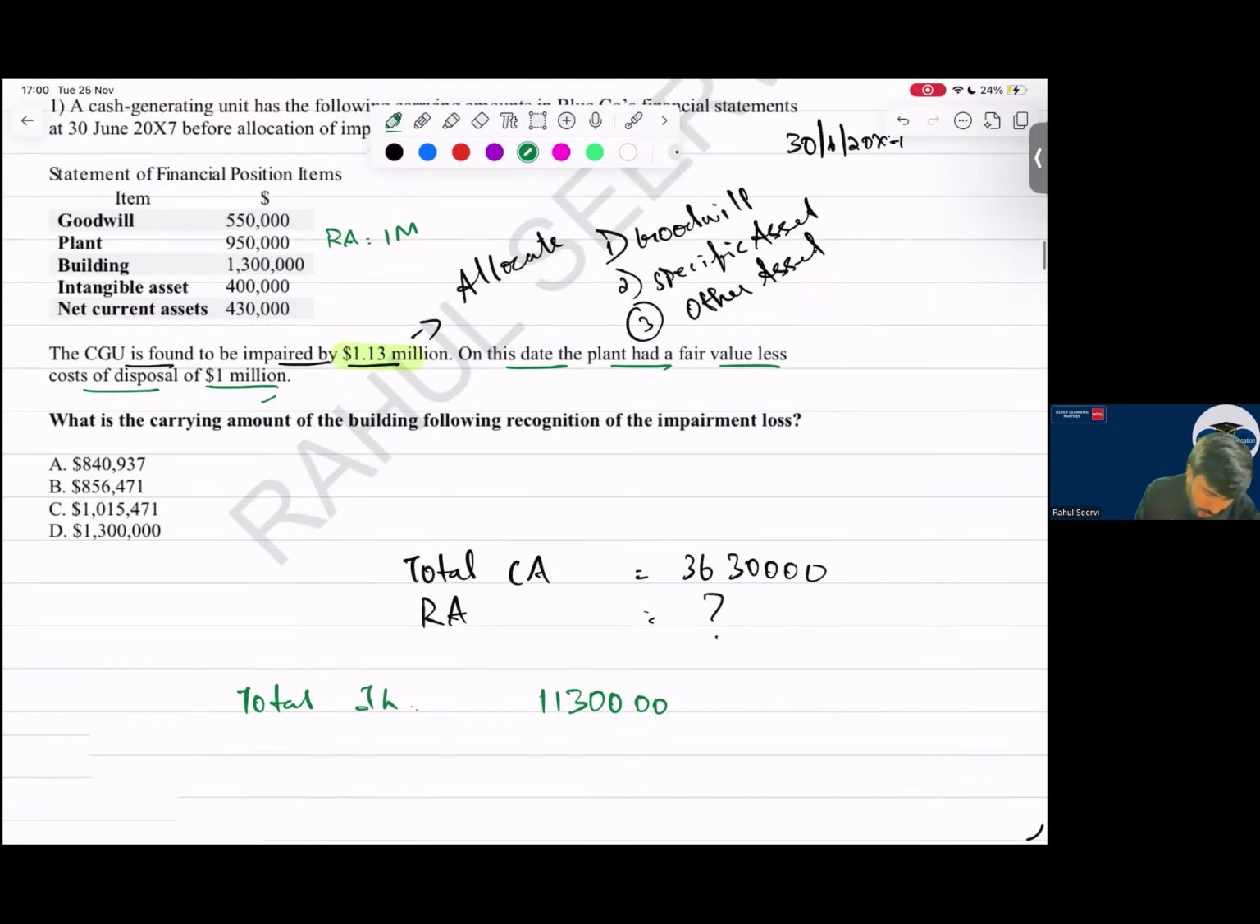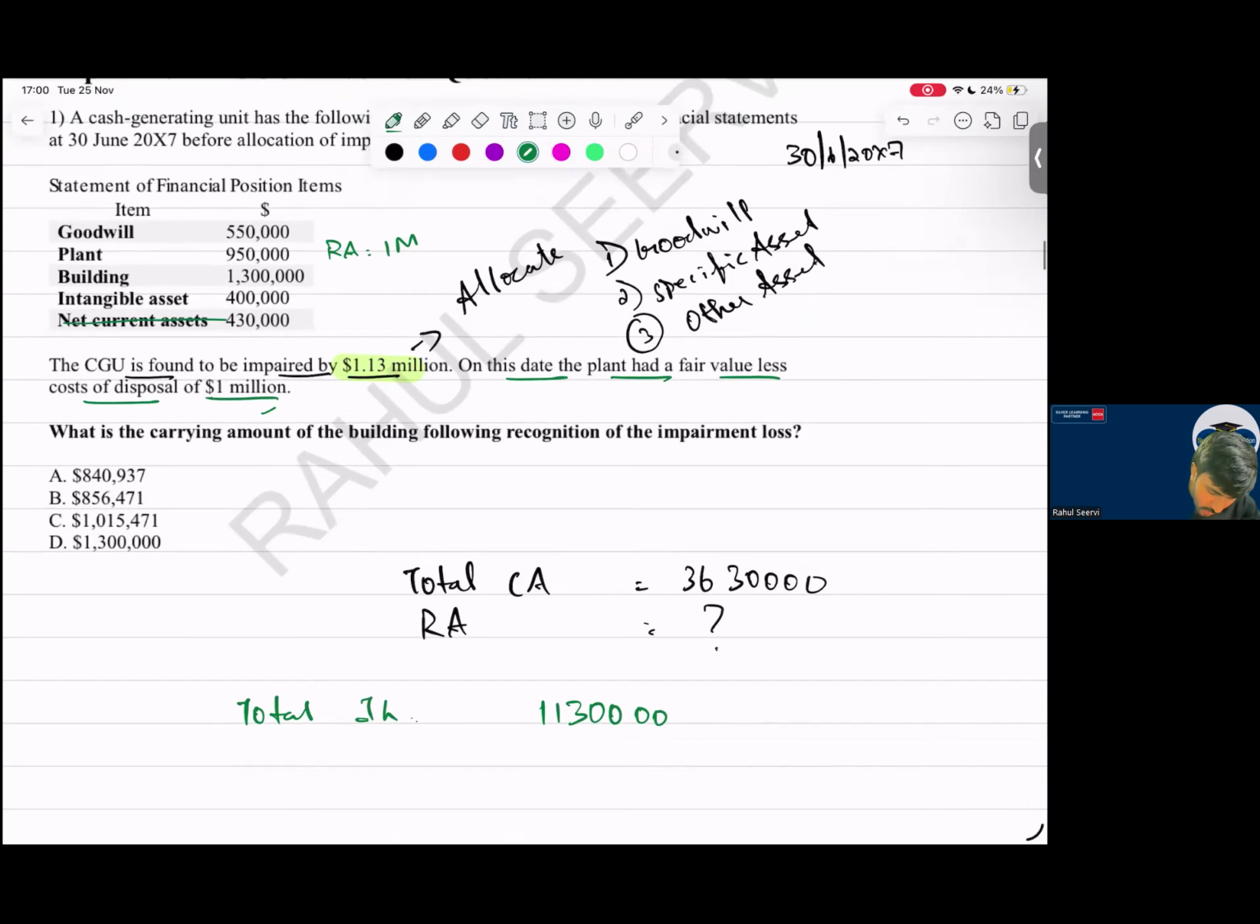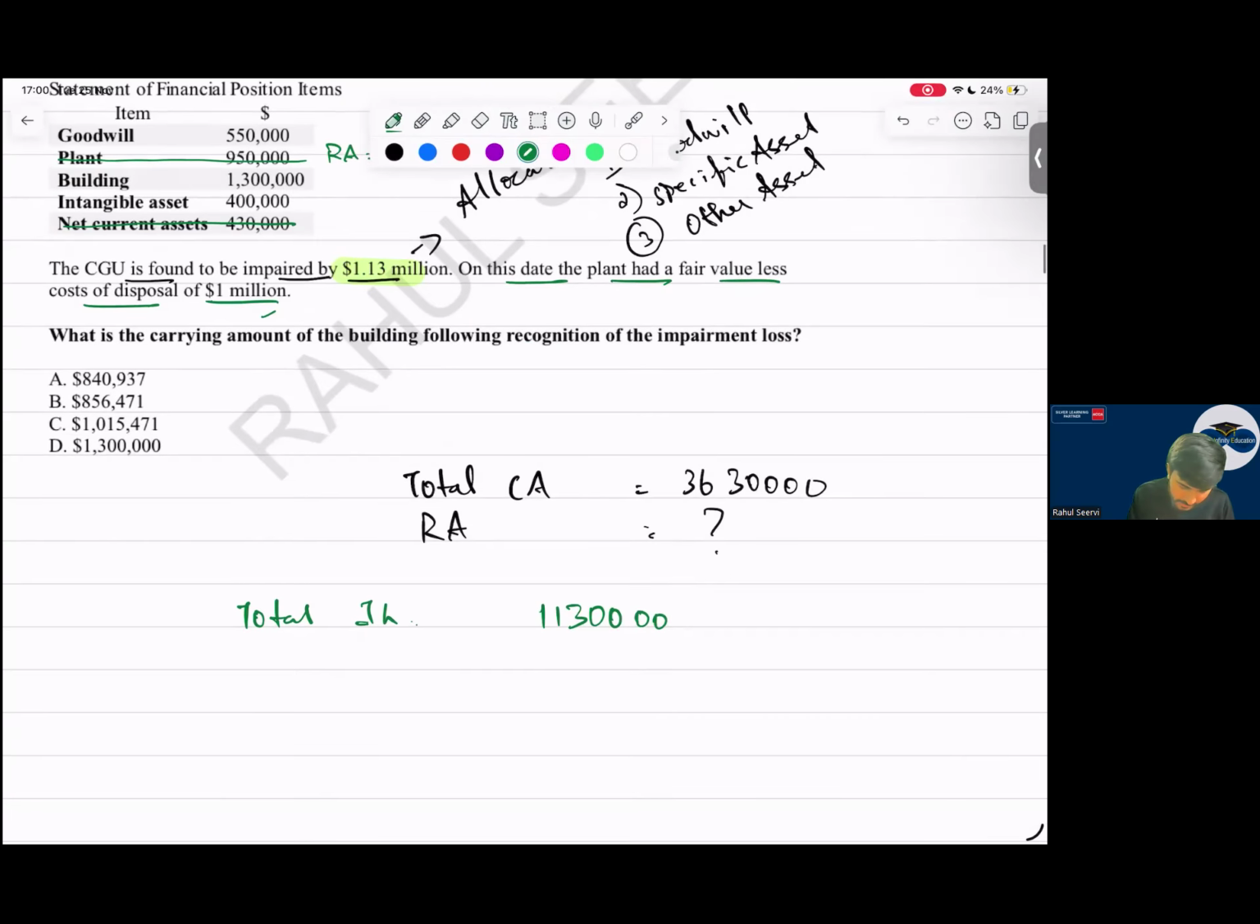So now, do we charge impairment for net current assets? No, not out of the box. Do we charge for plant? No. Now, the first impairment we will charge is for goodwill. Let us charge for goodwill, that is 5 lakh 50,000. So how much is this?